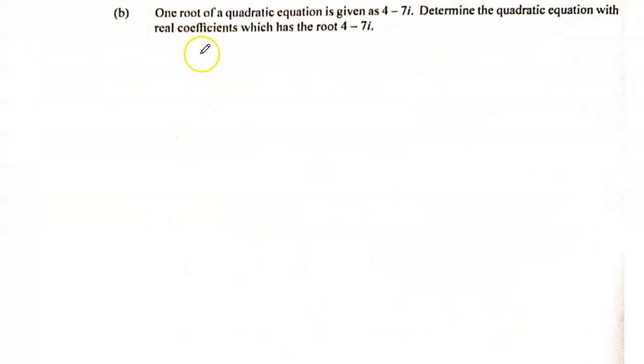So we're at 1b. One root of a quadratic equation is given as 4 minus 7i. Determine the quadratic equation with real coefficients that has the root 4 minus 7i. So if one root is 4 minus 7i, then the other root will be the conjugate, which is 4 plus 7i.